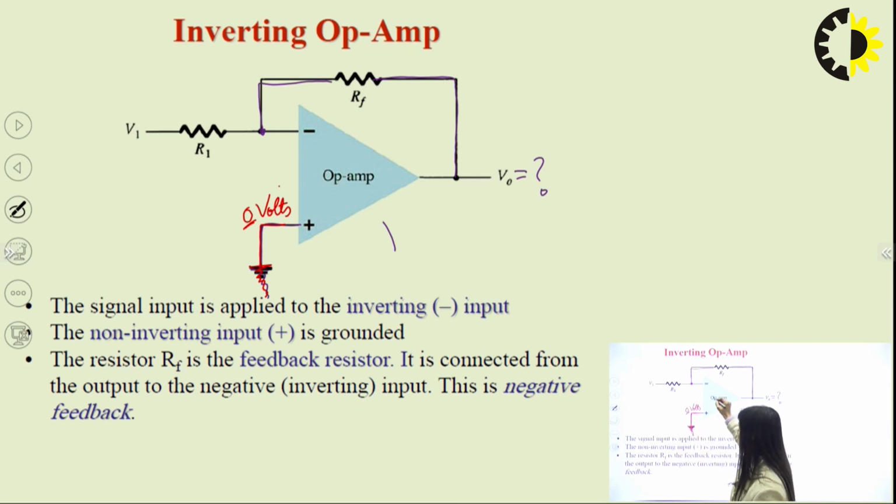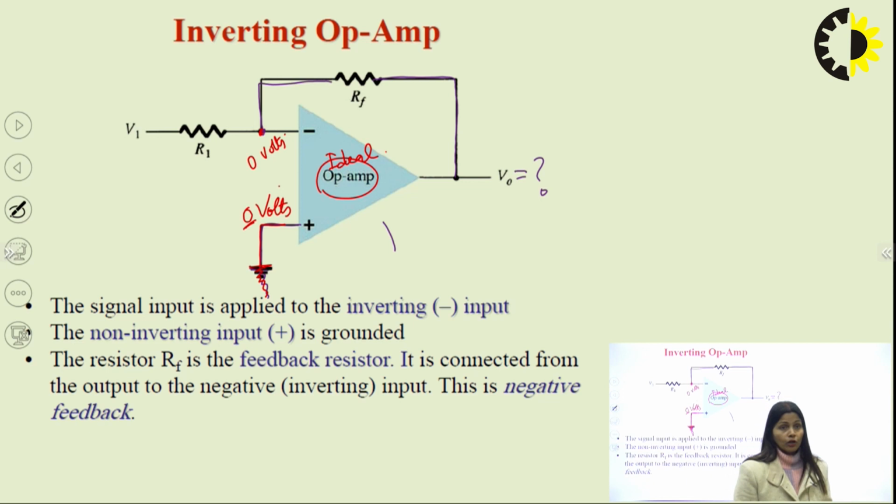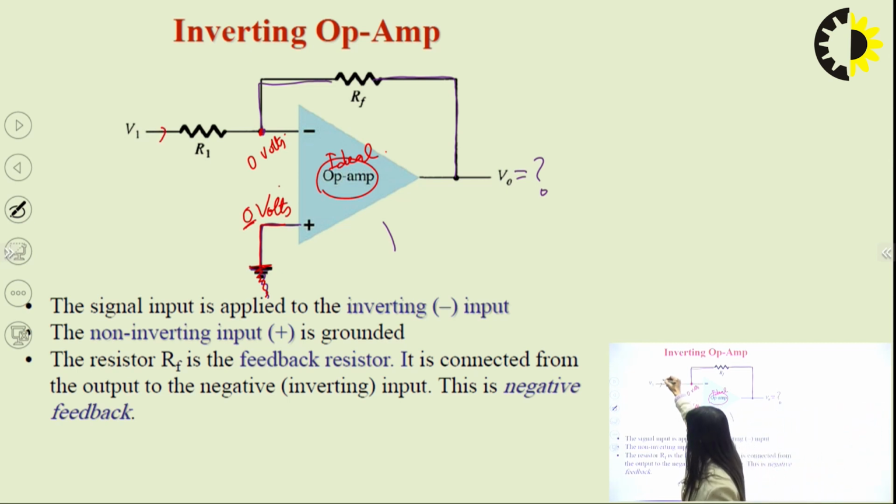Now, using the ideal OPAMP property, I can say that this point must be at 0 volts. Why? Because my VID is 0 for the virtual ground concept. If this point is 0, then there will be some current coming from the V1 input. So, this will go like this, and this is not going to flow here because this circuit is open.